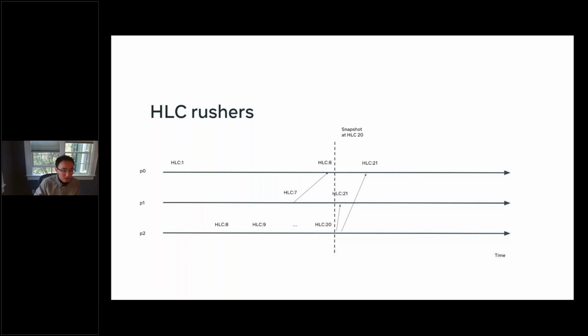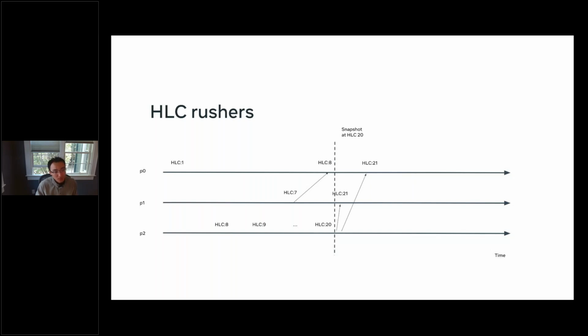Let's say I just take an HLC snapshot right now and P0 and P1 give me what they have at HLC 8 and 7 respectively. At that moment in time, maybe it is a snapshot, but there's nothing preventing another transaction coming into P0 and P1 minted at HLC 9 and 8 respectively. And then later that will invalidate my previous snapshot, because it's no longer a valid snapshot at HLC 20, because they're missing those future writes that happened before HLC 20.